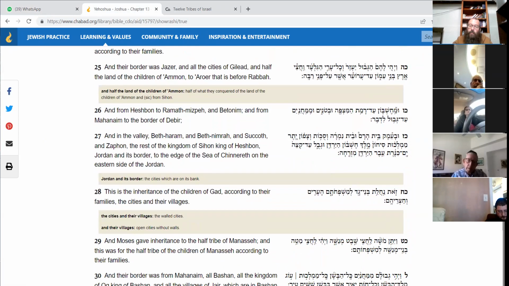Cheshbon, and from the famous city of Cheshbon, which we keep on mentioning, till a place called Ramat HaMitzpeh, and Betonim, from Machanayim until the border of a place called Dvir. And in the valley, Beis Haram and Beis Nimra, Sukkos, a place called Sukkos, and Tzafon, and the rest of the kingdom of Sichon, the king of Cheshbon. They got the whole north side of Sichon's kingdom. So Reuven got the south side, they got the north side. They went until the Kinneret border.